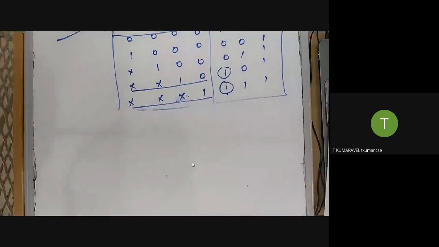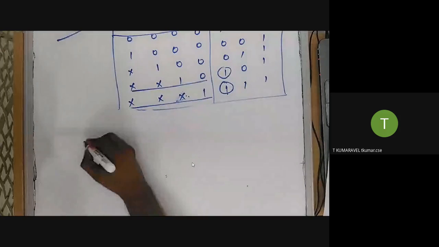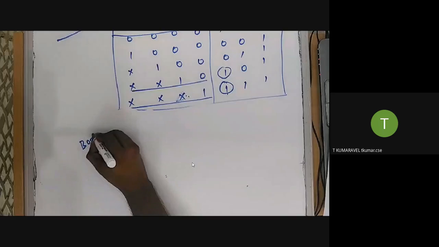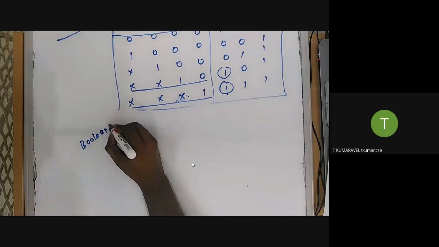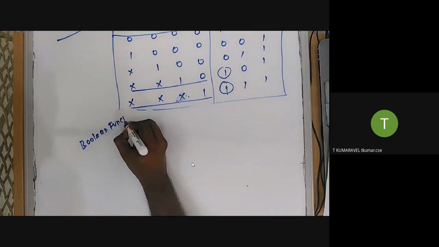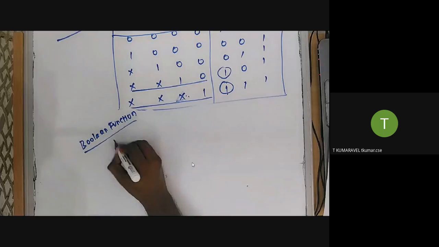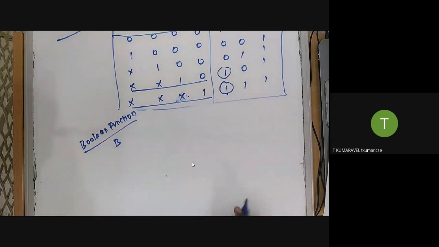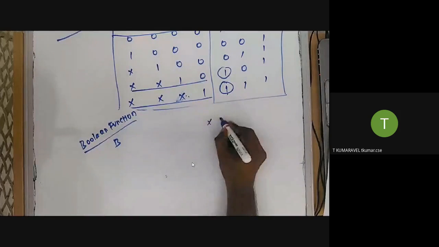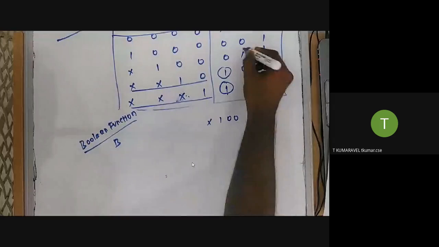I'm going to generate the Boolean expression for B. Okay, how do you do that? What are the places where the output equals 1? Here x 1 0 0 1, here and here.